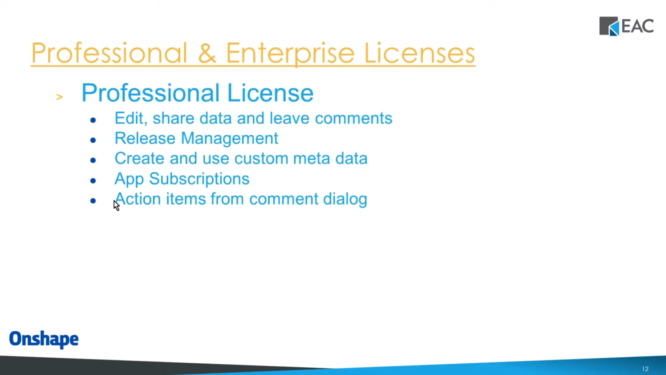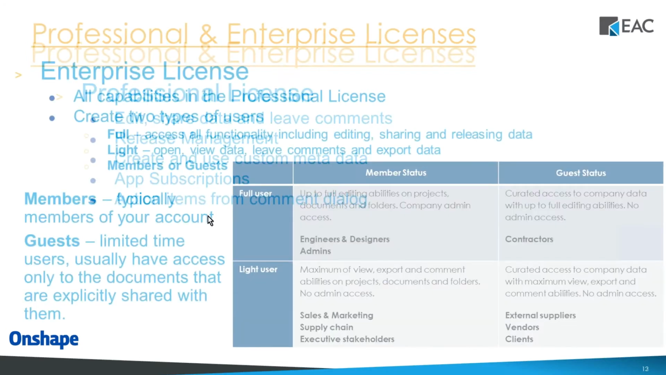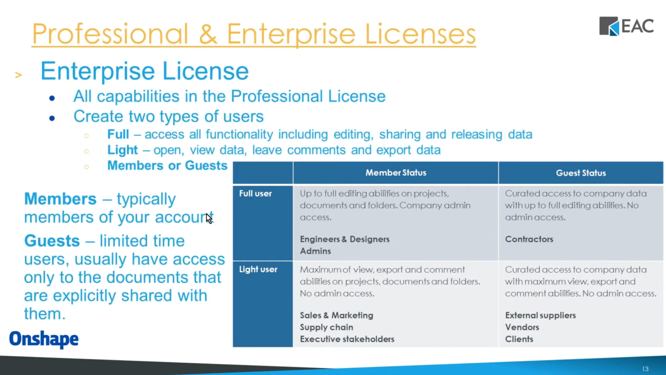So it's just a way of communicating and setting up a structure for how we want things to be done. So that's the professional license. And like I said, in most of the presentations that we've done in the past, we cover a lot of these capabilities. There's another license as well. It's called the enterprise license. And this gives you more capabilities for administrative type tasks.